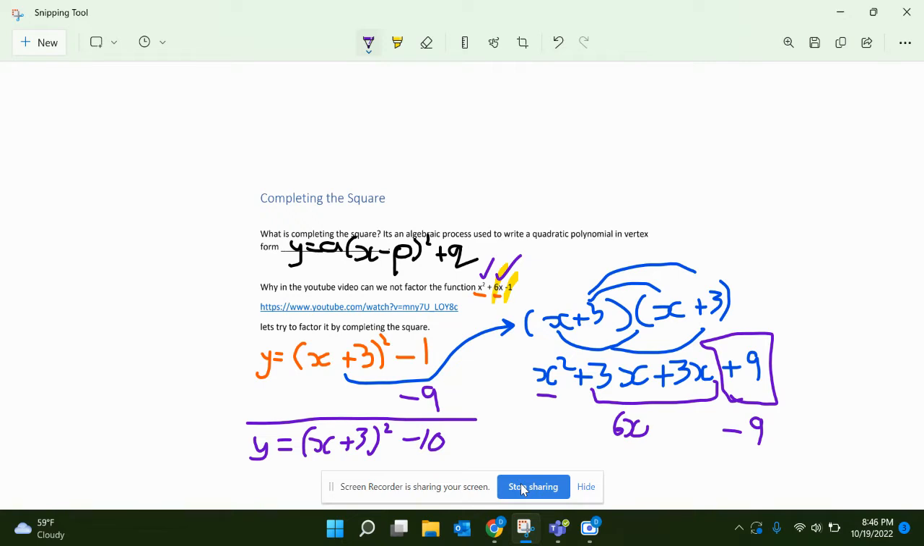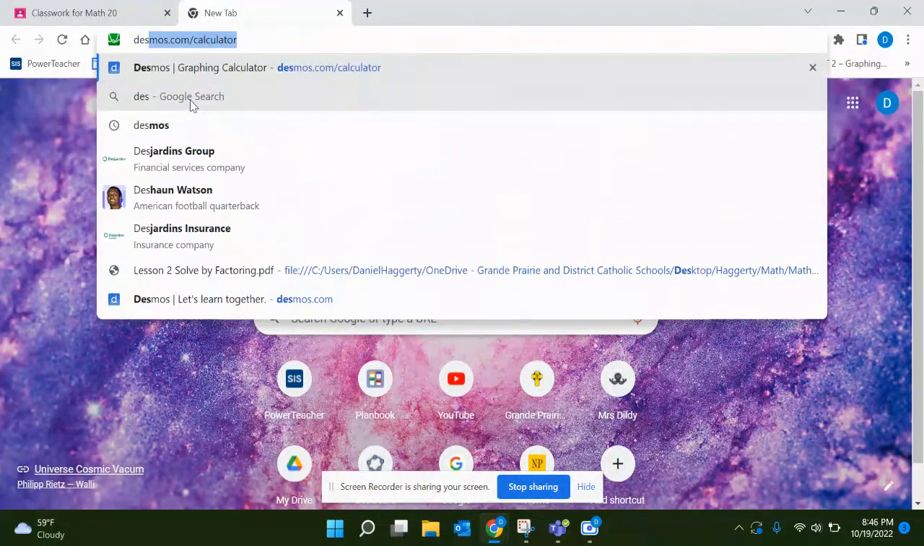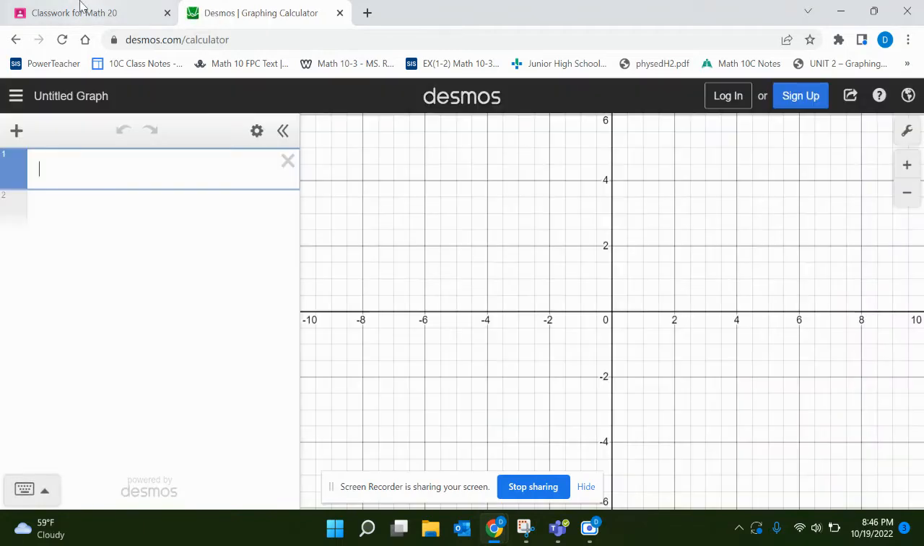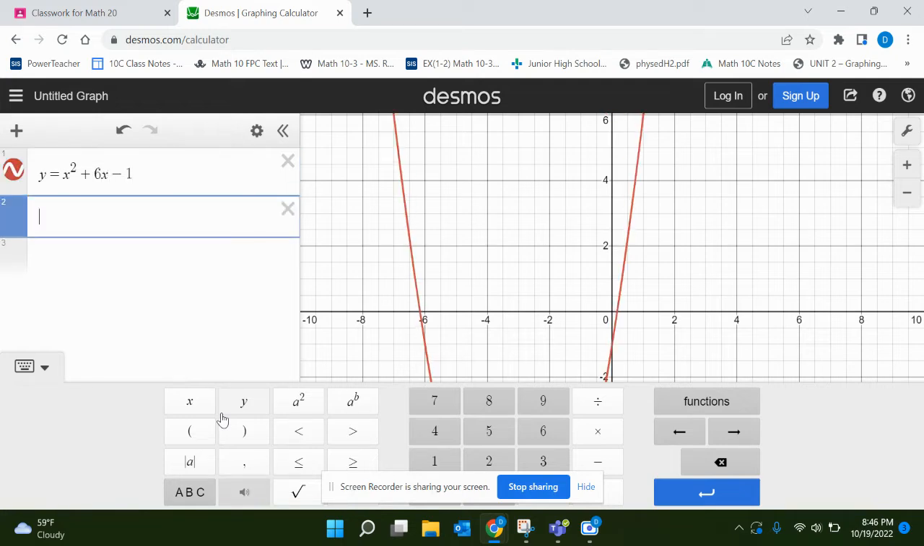Okay. Now, a good way you can check that, let's look at the original function, x squared plus 6x minus 1. Can you think of a good way to check it? If you said to graph it, you are correct. So let's go back to handy dandy Desmos. Okay, and we're going to say y is equal to x squared plus 6x minus 1. Okay, so we graphed it, and we want to check the vertex.